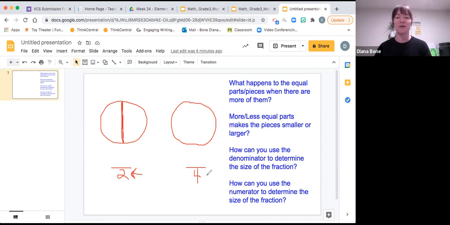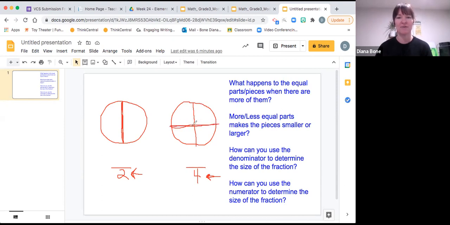Now we're going to go over here and check out this pizza. This pizza's denominator is 4, or fourths. So how many equal parts should I be dividing this pizza into? That's right, 4. So let's divide this pizza into fourths.